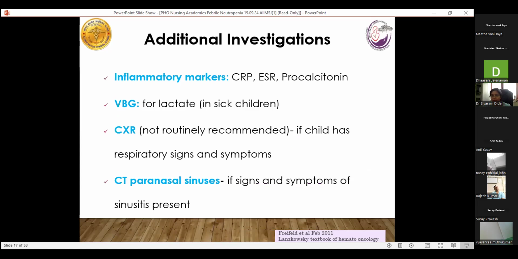Additional investigations that we can send are inflammatory markers. We can order a VBG for seeing the lactate in very sick children, and also to see electrolytes immediately. Then we can order a chest X-ray if the child has respiratory complaints, and CT paranasal sinuses should be ordered if sinusitis is suspected, or when we are suspecting a fungal infection.